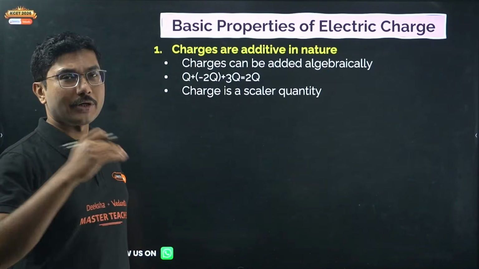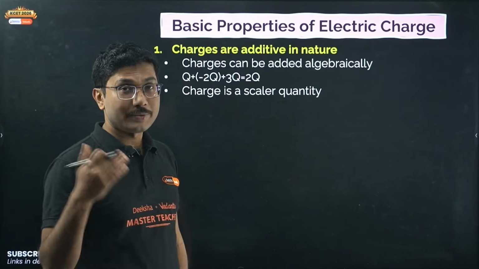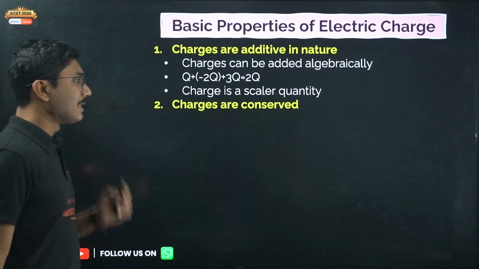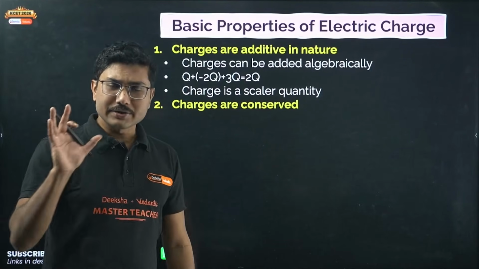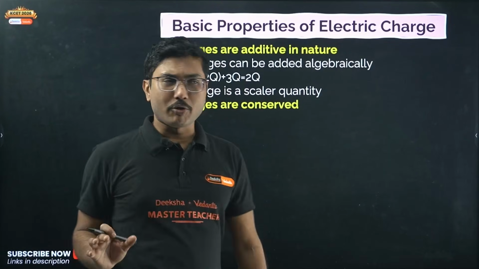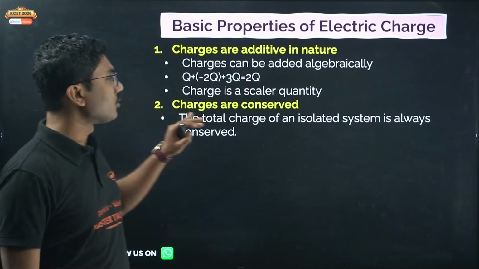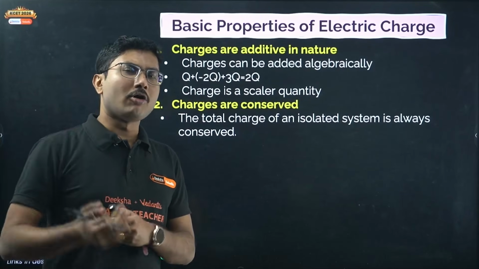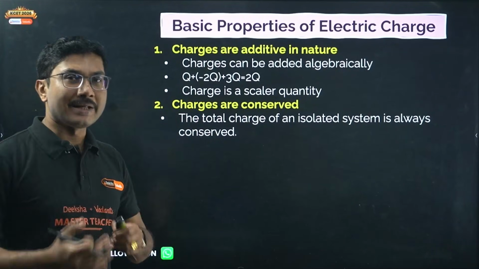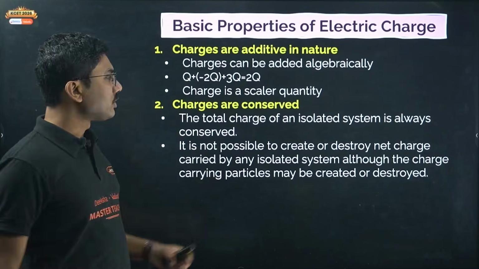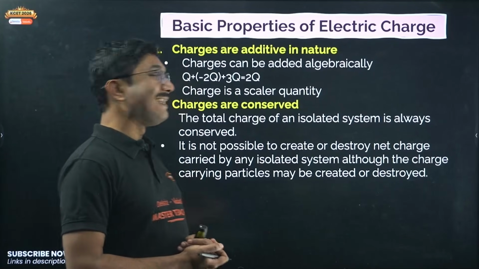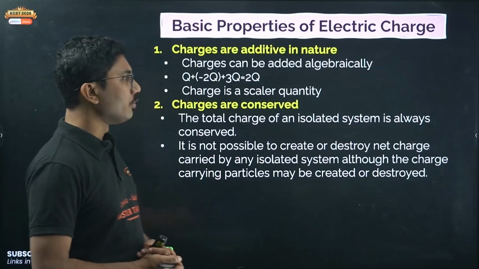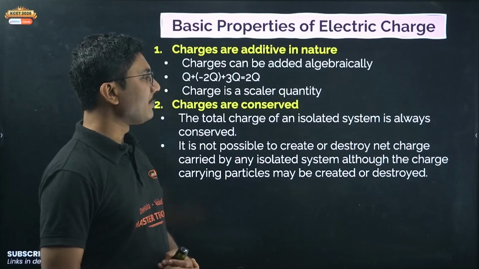So normally when you are talking about charges, you have to assume that the charge is a scalar quantity. Second, charges are conserved. The total charge of an isolated system is always conserved. Conserved means constant; it will not change if the system remains isolated. It is not possible to create or destroy the net charge carried by any isolated system, although the charge-carrying particles may be created or destroyed.